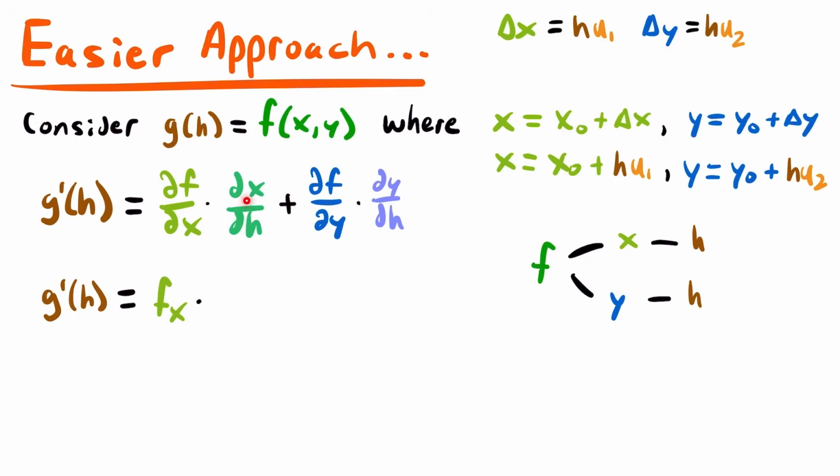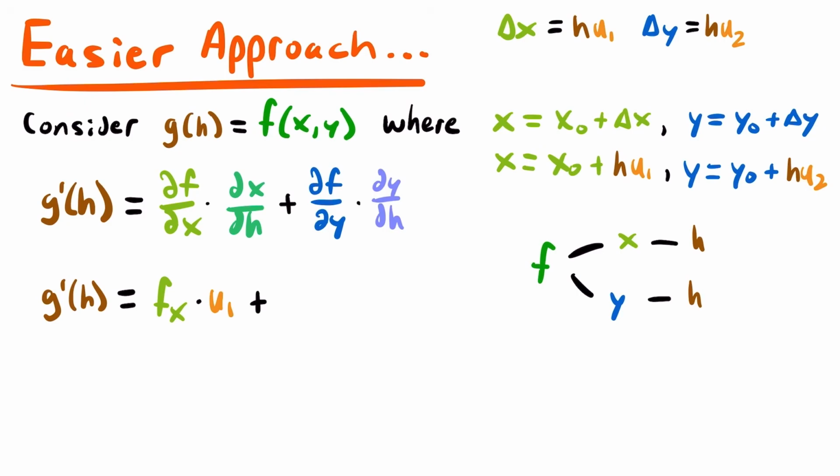We know what x is equal to. It's right here. x is equal to x sub 0 plus h times u sub 1. And so if we take a derivative with respect to h, this first term will become 0 because it's just a constant. And then for this term, we have h to the first power times a constant, so its derivative would just be that constant. So dx/dh is just u sub 1, the x component of the unit vector.